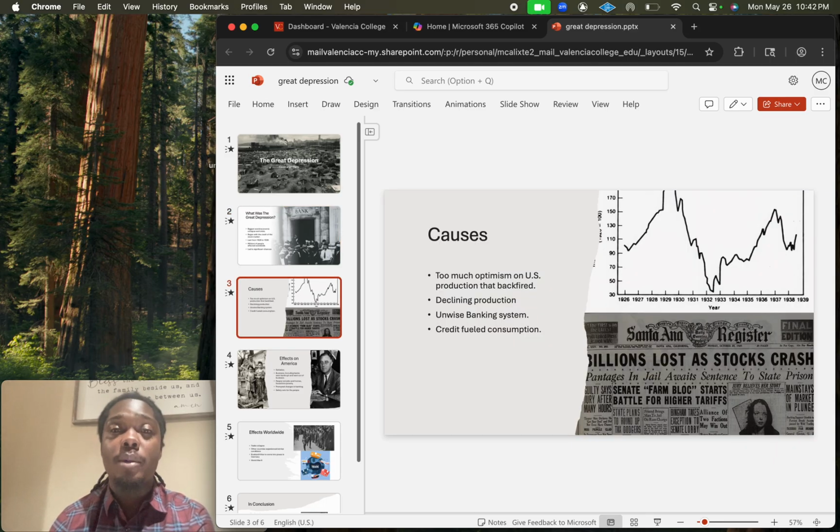To begin, you may believe that the Great Depression was caused by the crash of the stock market. Although this marked the beginning of the Great Depression, other factors contributed to it. The Great Depression can be said to have been caused by a combination of a poor banking system, too much optimism in the U.S. economy, and the excess of credit.